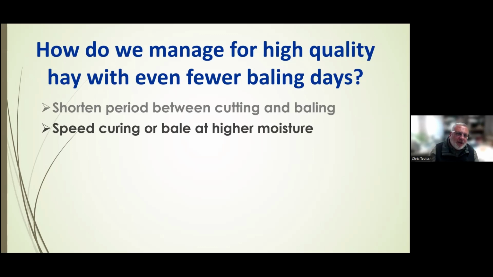So we do that 2 ways. We can either do things to speed up curing, so that would be using a conditioning system on our mower to break the stems so that moisture can escape faster. We ted the hay to help bring the green material up and let that moisture escape. We make our mower swath wider so that we have a wider area exposed to solar radiation to help get that crop cured. Or we bale at a higher moisture.